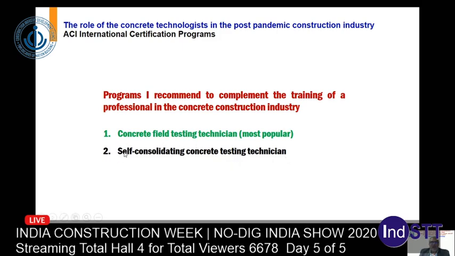So even though this course is mainly focused on technicians, it will give a very good sensitivity to the civil engineer or to the architect. Another course, of course, is the concrete construction special inspector. If you want to have this certification, it requires that the individual first have the concrete field testing technician certification.